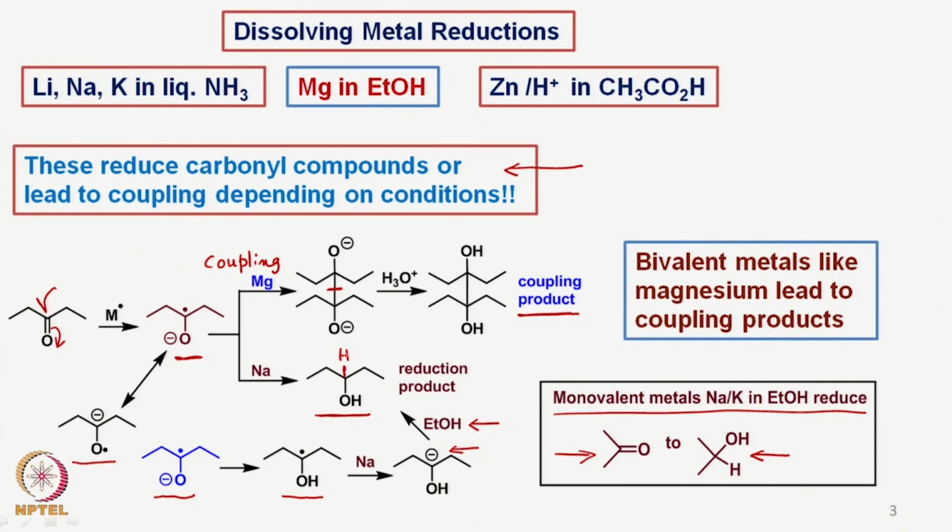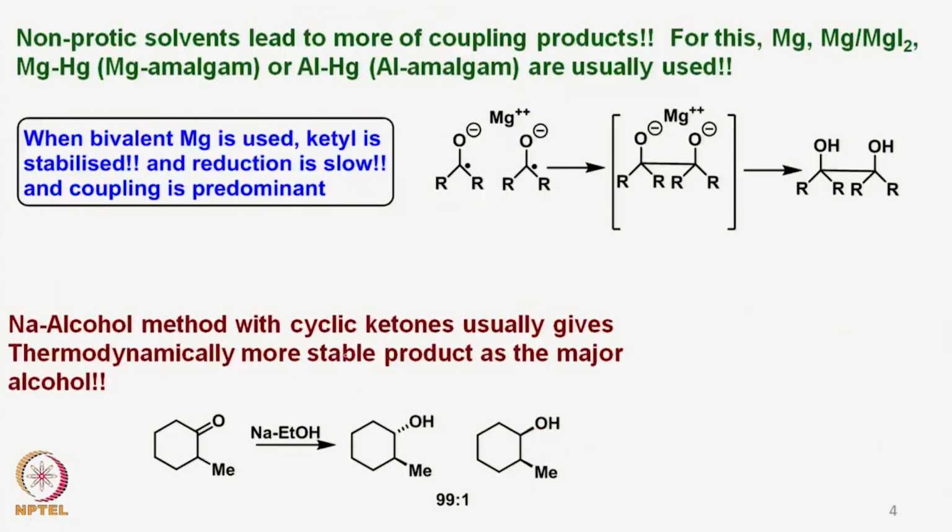So now we can see that there are conditions under which we can allow such reductions to take place. Non-protic solvents lead to more of coupling products. It is very clear that the protonation of the anion should not take place until it undergoes coupling. So if we want coupling products to form, we have to preferably use a non-protic solvent. We can always protonate towards the end of the reaction during the workup.